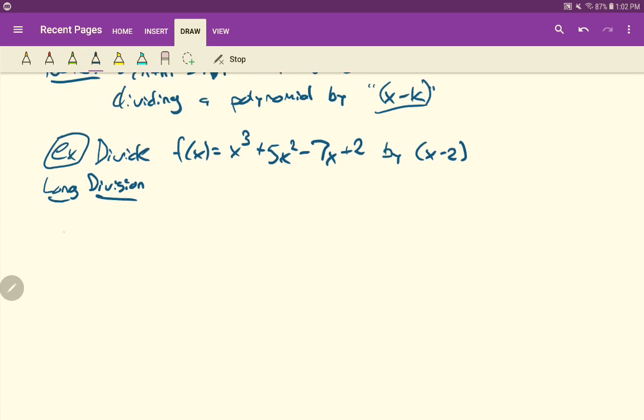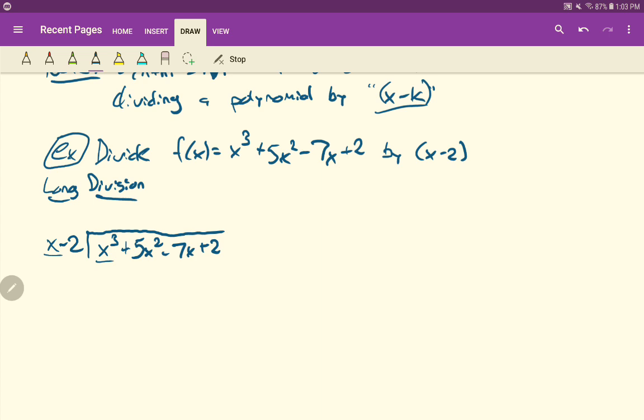What does long division look like? Well, we are dividing by the x minus 2, so we put that x minus 2 out front. We draw that little boxy thing. And then we put our polynomial that we are dividing, the dividend, inside, like so.